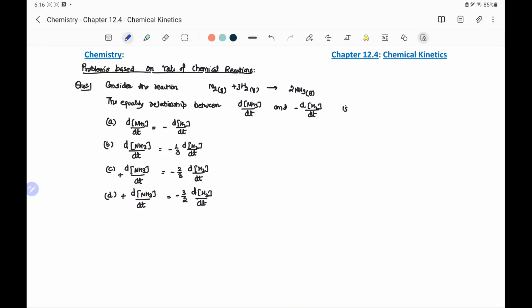Now take some problems based on the rate of chemical reaction. First question is, consider the reaction N2 plus 3H2 gives 2NH3. The equality relationship between the rate of change of concentration of ammonia, dNH3 by dt, and minus dH2 by dt is. If we write the rate of reaction for the given expression, it will be R instantaneous will be equal to minus, because reactants change of concentration are negative.